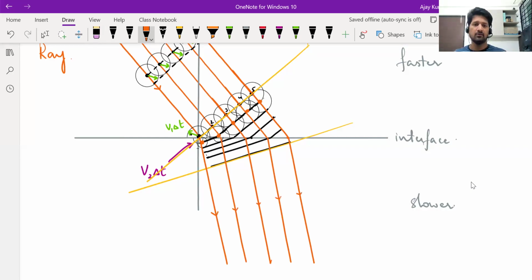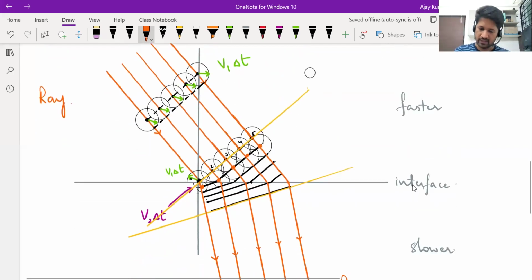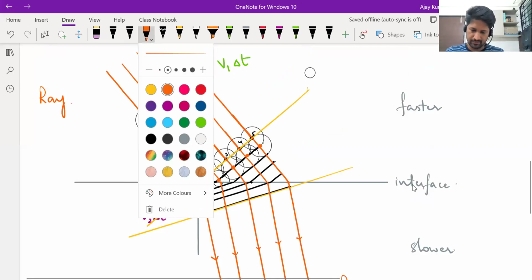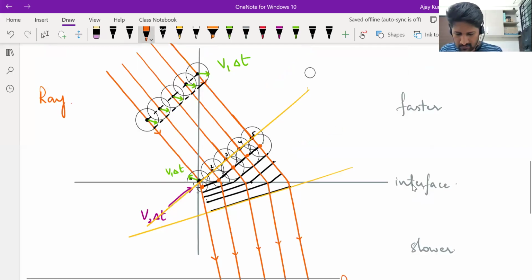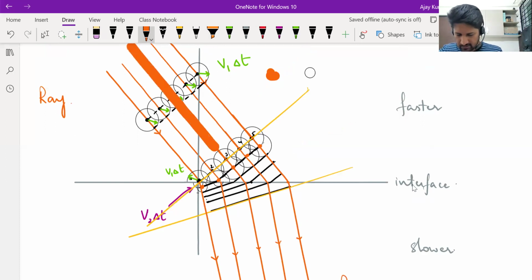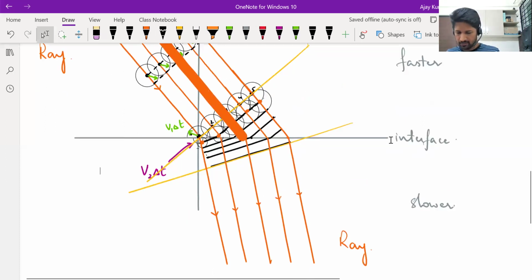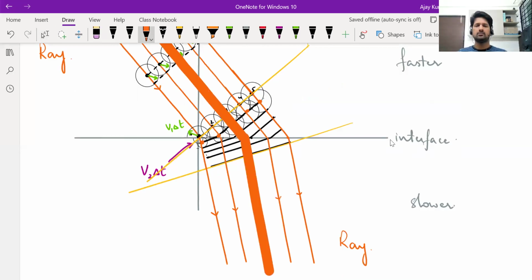So finally, when light enters into the second medium, it travels like this. Now, this bundle of waves which is traveling in the second medium also appears like a single ray to us. So the ray of light which entered this way, at this angle, now effectively propagates in the second medium at this angle. This is what we call refraction of light.